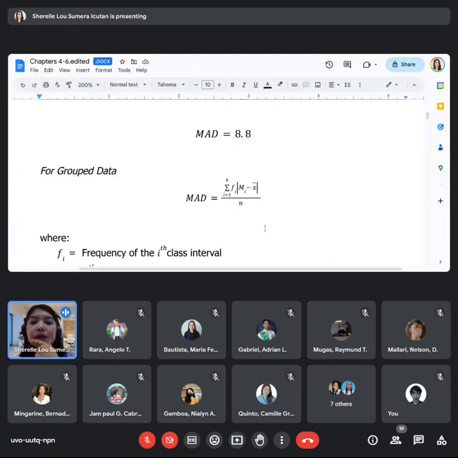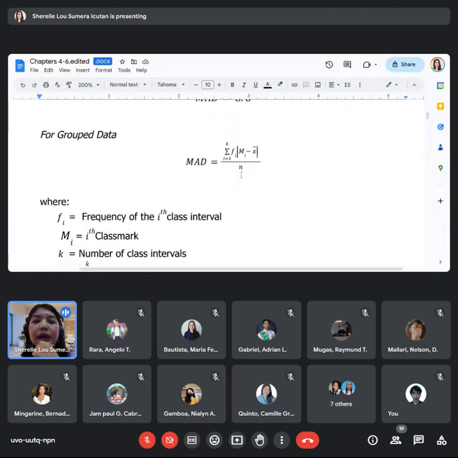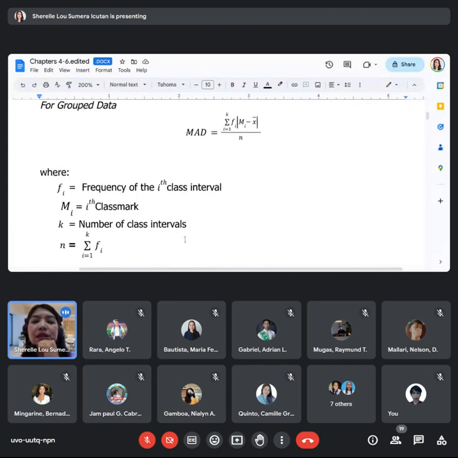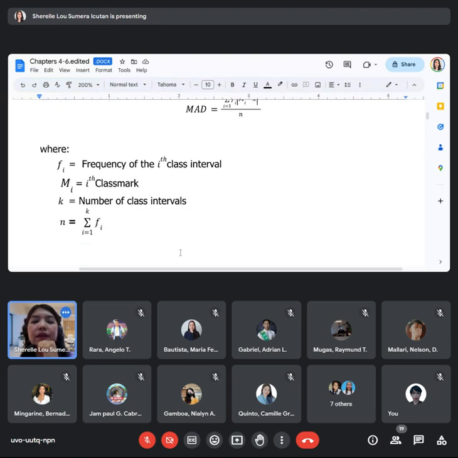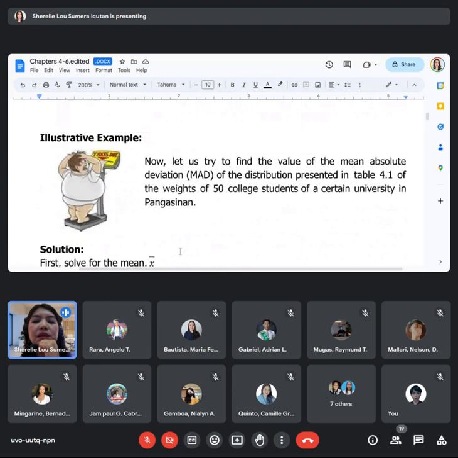So this is your formula for your MAD: summation of Fi times the absolute value of Mi minus X bar, over N. So, what is your Fi? These are your class frequencies. Then, what is your Mi? These are your class marks. K is the number of class intervals that you have. N is the summation of Fi. So let's look at the illustrative example.